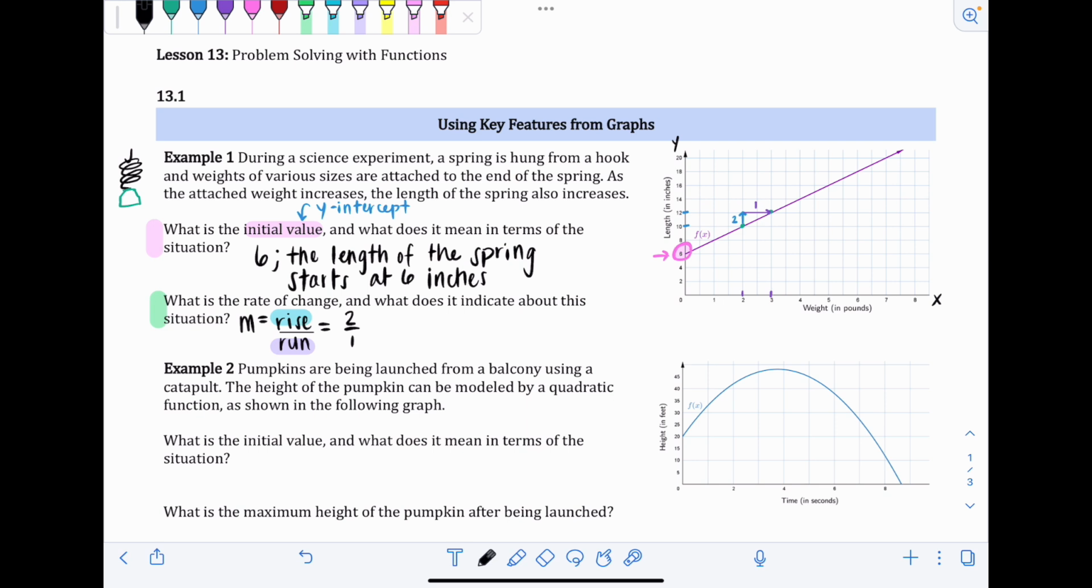So to figure out what it indicates about this situation, we have to look at the x and the y-axis. So for the rise of 2, that was how far up or down, and that's something that we read on the y-axis, and it says the y-axis is the length of the spring in inches. So I'm going to say this is 2 inches. And then the run, that's the change side to side. So for side to side, we look at the x-axis, and that says the weight in pounds. So next to 1, I'm going to put pound.